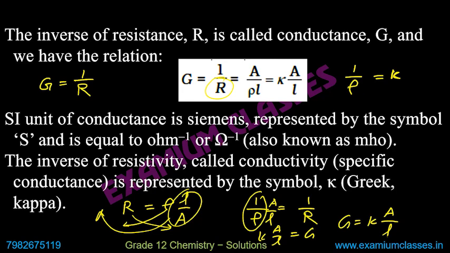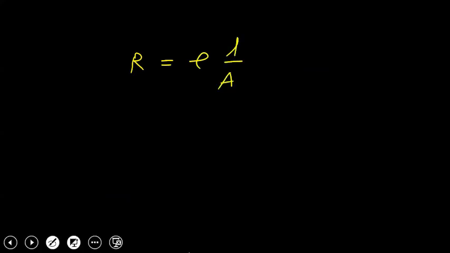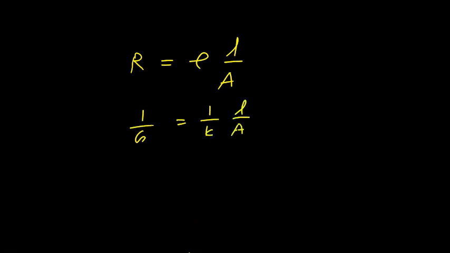Okay. So you might not memorize this formula. If you memorize, it's fine. You can get it from R equals rho L by A. R is 1 by G. Rho is 1 by kappa. It means G is equal to kappa A by L.